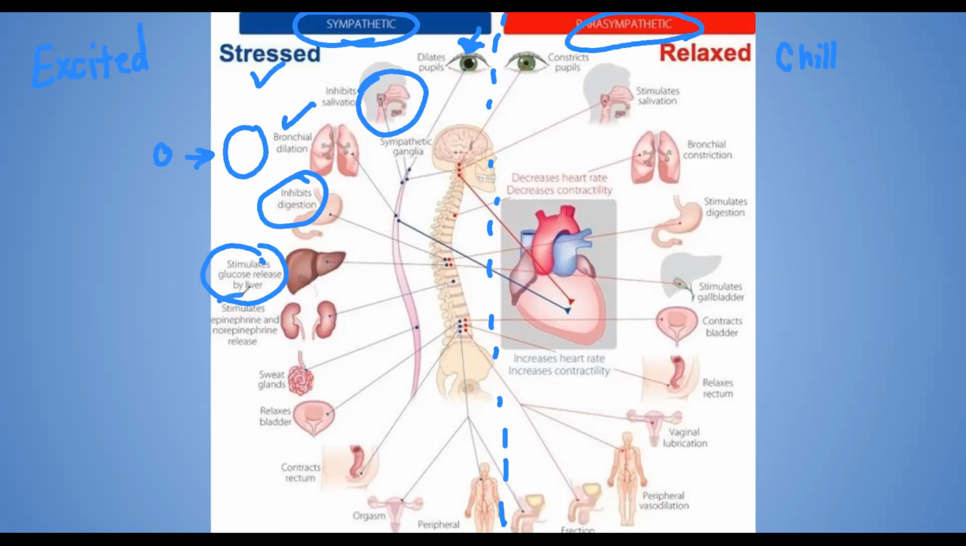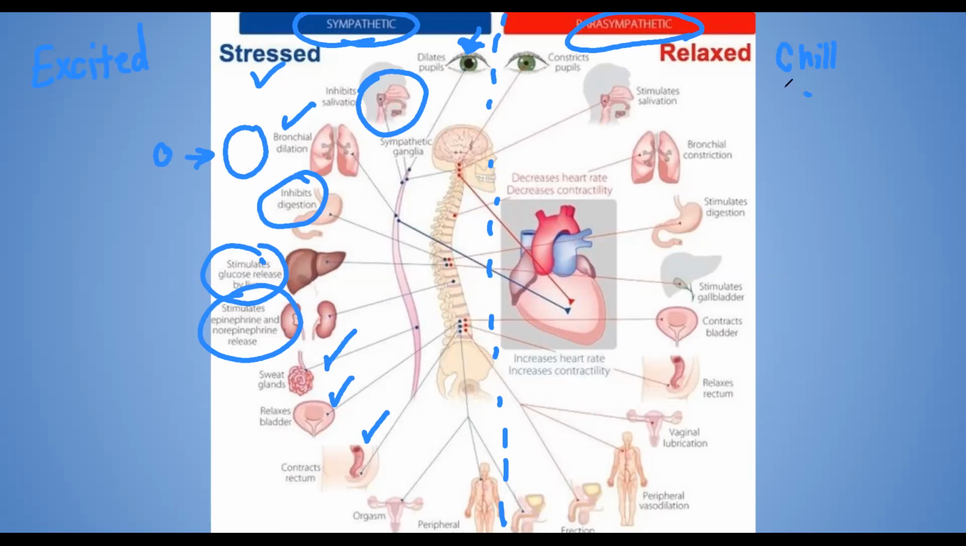It's going to release epinephrine and norepinephrine. Those are two excitatory hormones that will elevate our heart rate, that will get our blood pumping so that we can run even faster. It's going to activate our sweat glands. A lot of times it will relax the smooth muscles that go around our bladder. It will contract the rectum. And what that means is that we will literally hold in our poop, but sometimes you pee yourself when you are scared or excited. Both of those are just the sympathetic responses.